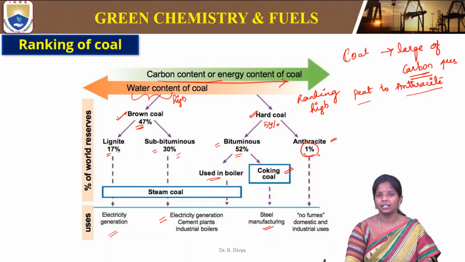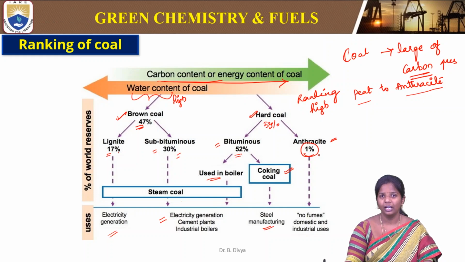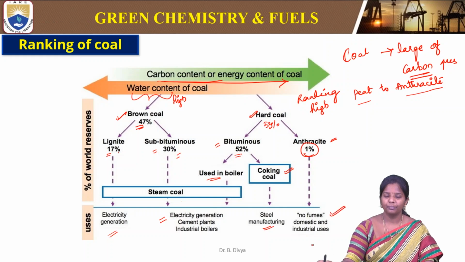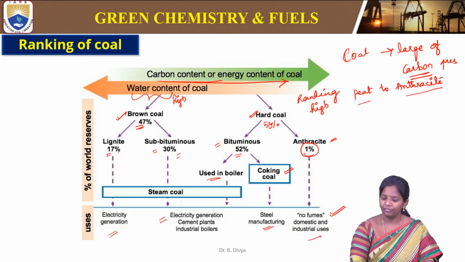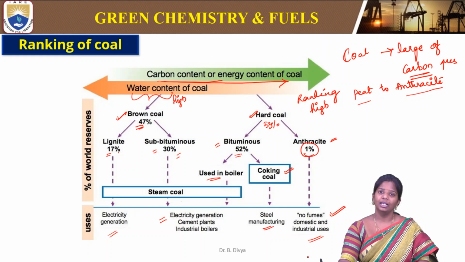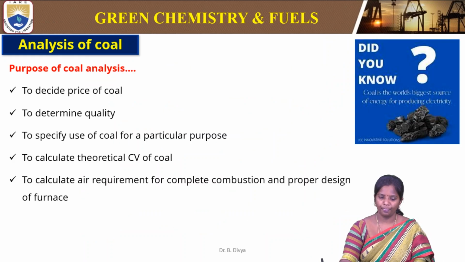Anthracite is the highest ranked coal present in the world reserves. We know that most of the coal is used for electricity. It does not give any fumes. If we use this coal, there are no smoky fumes coming out, and therefore it is used for domestic and industrial purposes.